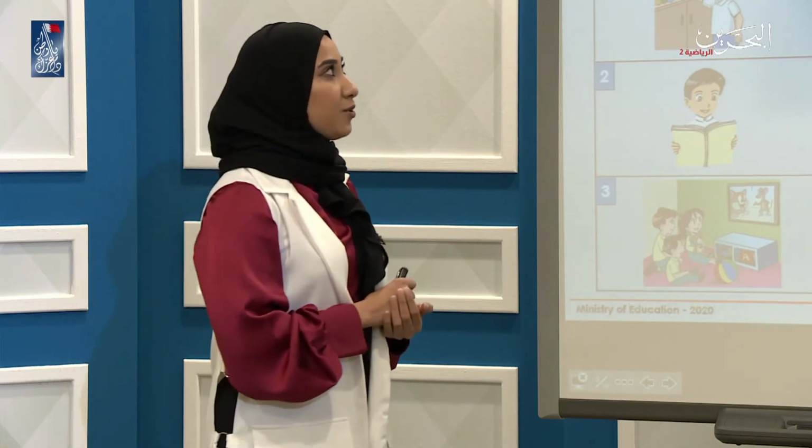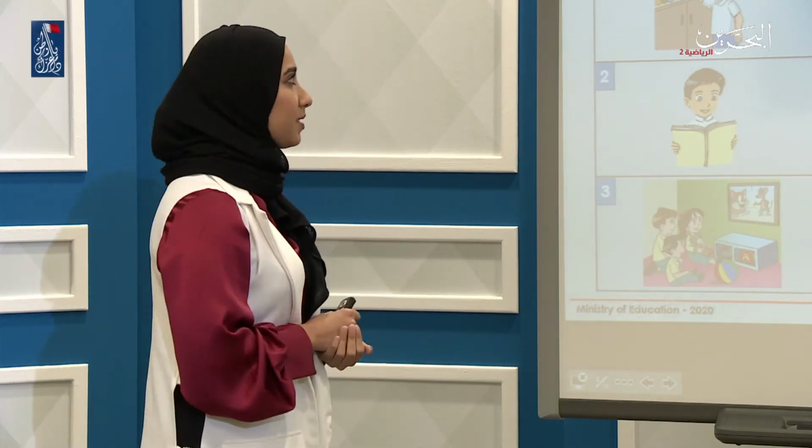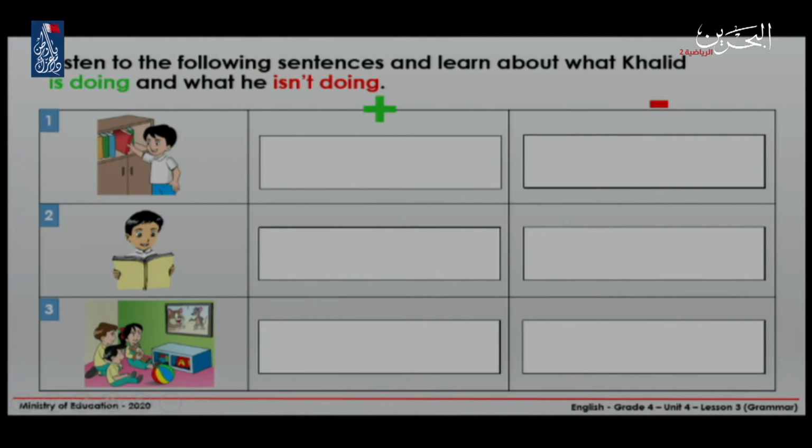Let's recall the structure of present continuous. Let's read the following sentences and learn about what Khalid is doing and what he isn't doing. Let's see the first picture. What's Khalid doing now in this picture? He is putting a book away. Now let's recall the structure together.